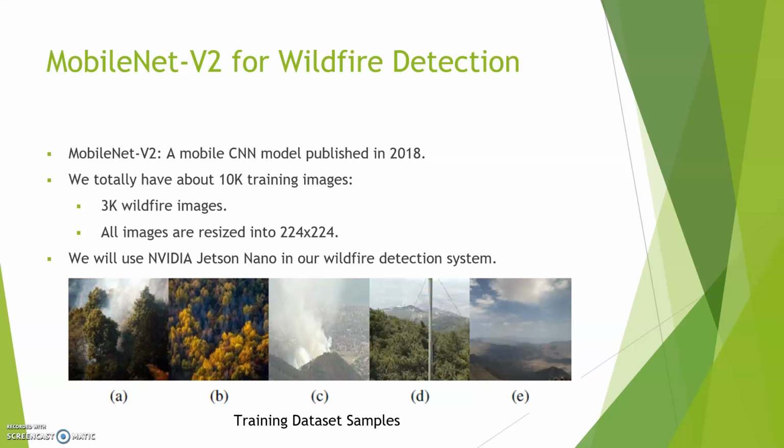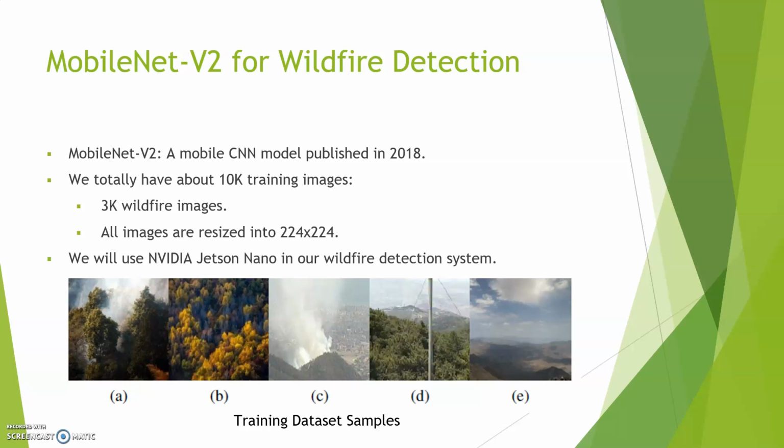In this talk, we use transfer learning on MobileNet-V2 for wildfire detection. MobileNet-V2 is a mobile CNN published by Google in 2018. It is a low-cost network, so it is very suitable to run on NVIDIA Jetson Nano.